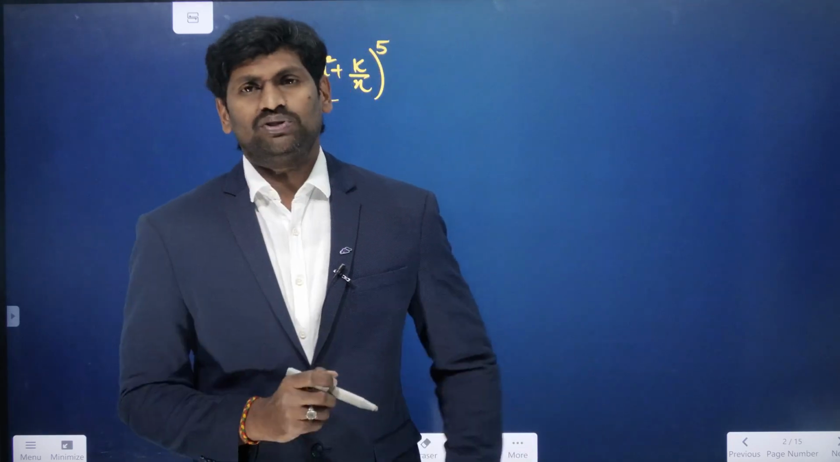But here x is missing. If the coefficient of x in (x square plus k by x) whole to the power of 5 is 270, then we should find the k value.